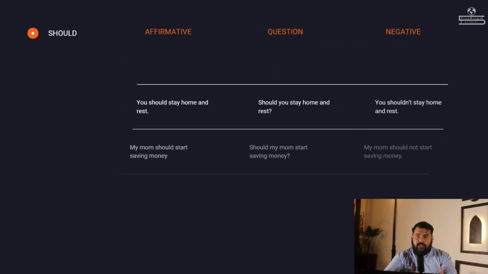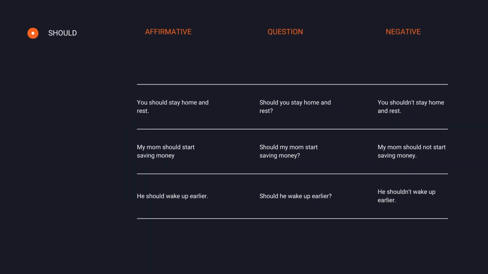Let's go ahead and take a look at some examples. You should stay home and rest. Deberías quedarte en casa y descansar. Si quiero pasar esa oración a pregunta, sería should you stay home and rest? Negative, you shouldn't stay home and rest.